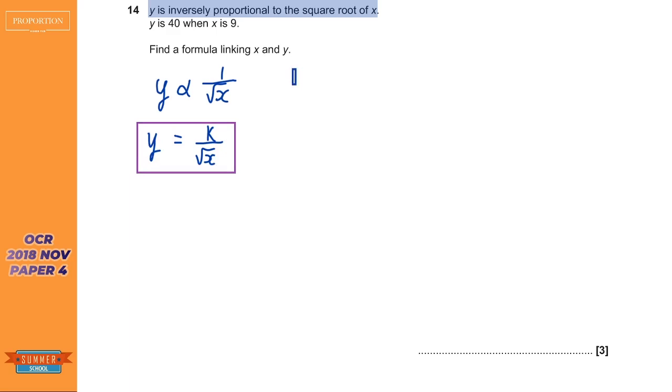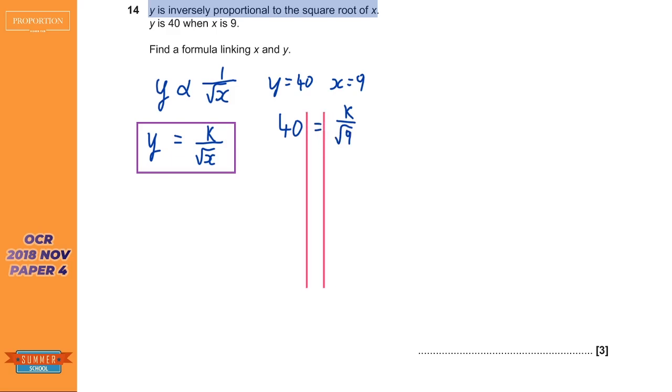So it says when y is 40 and x is 9. So let's put that into it. So 40 equals k over square root of 9. Okay, so square root of 9 is 3 or minus 3. So let's just put 3 for now. And then we're going to times both sides by 3. And so that would be 120 equals k. And so rewrite the equation or the formula in the purple box, but this time with k as 120.